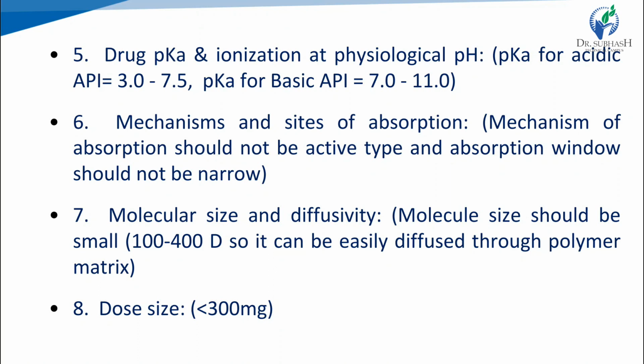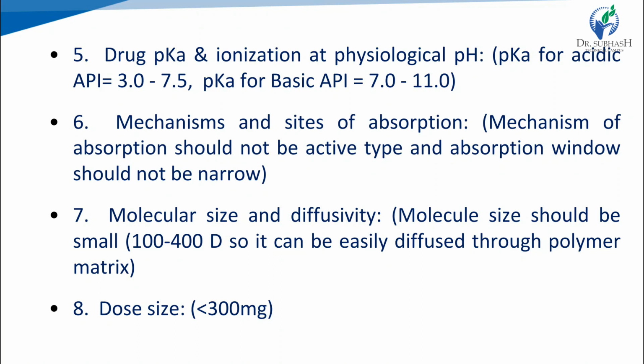Drug pKa ionization at physiological pH: the ideal pKa for acidic drugs is in between 3 to 7.5, which is suitable. For basic drugs, a pKa of less than 11 is ideal, with no problems. These are the drugs suitable for a sustained control type of drug system.